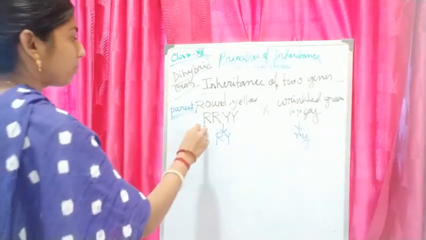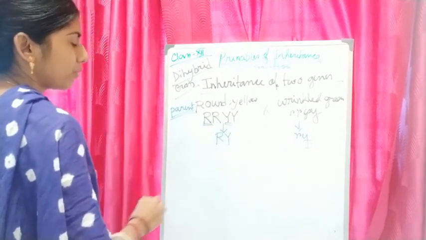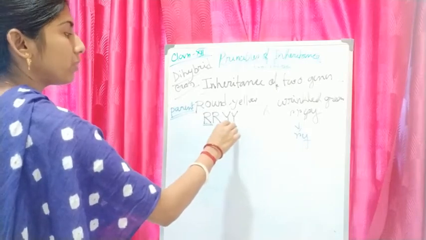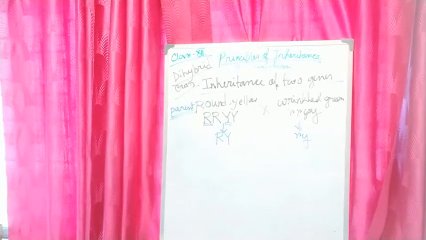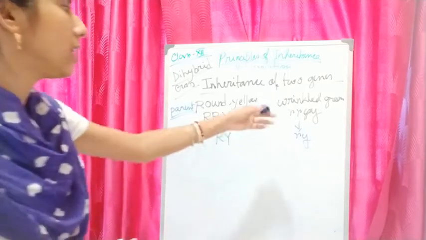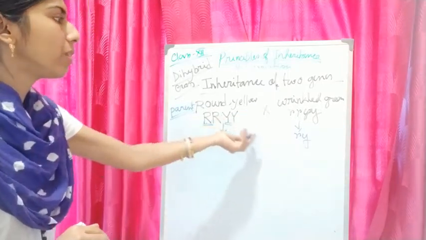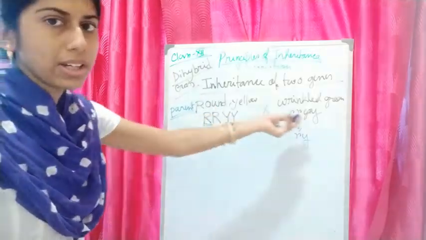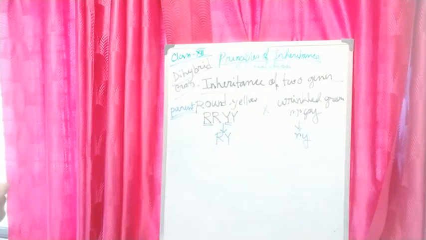That means we have to take one capital R from these two and one capital Y from these two. And the other gamete will be produced, but that one will also be the same, that is capital R and capital Y. Capital R means round shaped seed and small r means wrinkle shaped seed. And the color of the seed is yellow for capital Y, because those two are dominant, and small y for green. Okay, so that one is recessive.